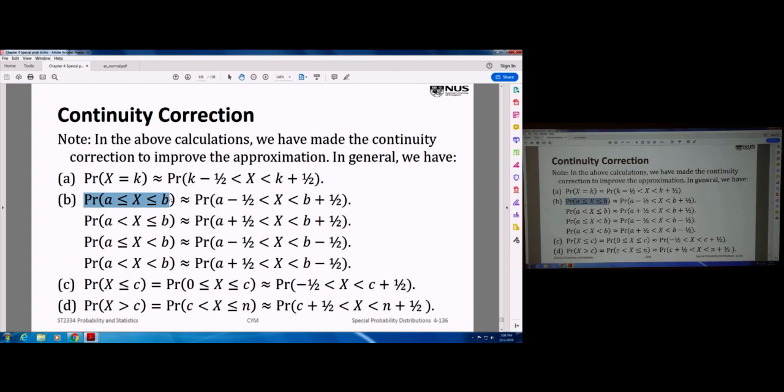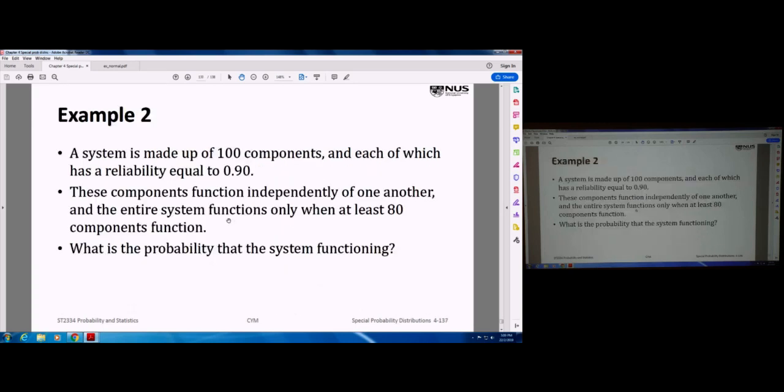When I have less than or equal to b, I use b plus a half, and when I have greater than or equal to a, I use a minus a half. But if I change the inequality from greater than or equal to, to the strict inequality greater than, I change from minus to plus. These are just the conventions we use; it's nothing more than that. There are a variety of them, and I could read them out, but I don't feel like it. Okay, let's have a look at an example to finish off.